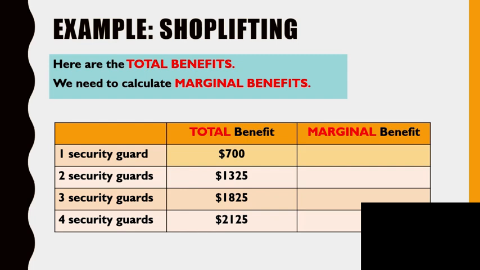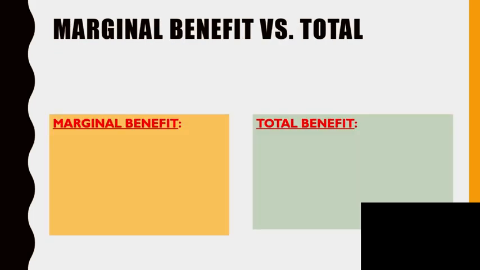Do you see where we're going with this? I keep saying the word together, because total benefits means added together. Guards 1, 2, 3 and 4 added together give us $2,125 worth of total benefits. But as I said, we need marginal benefits, so what we have to do is calculate them. Now, let's make sure you understand the difference between marginal benefits and total benefits, just intuitively.